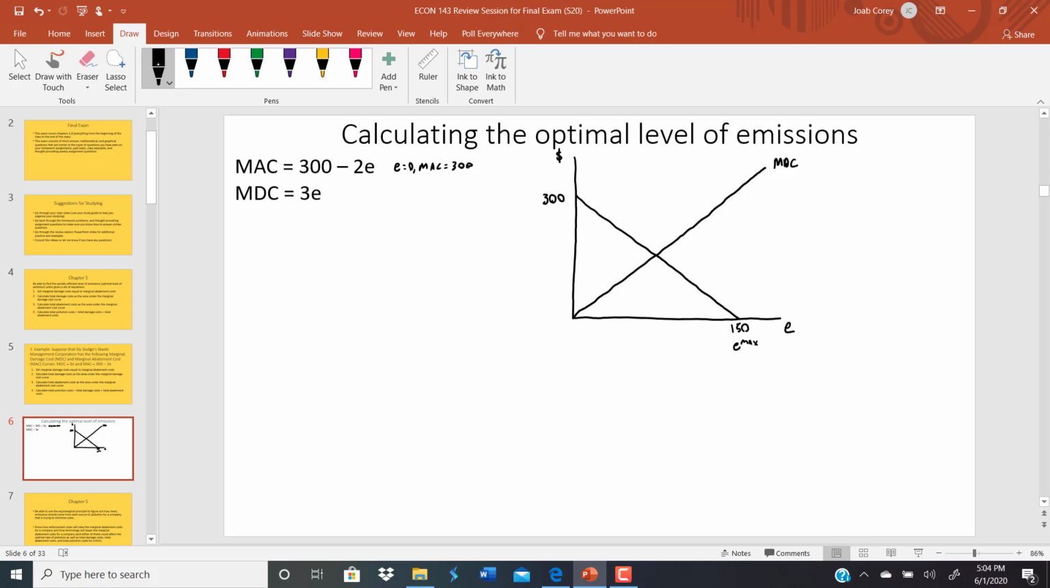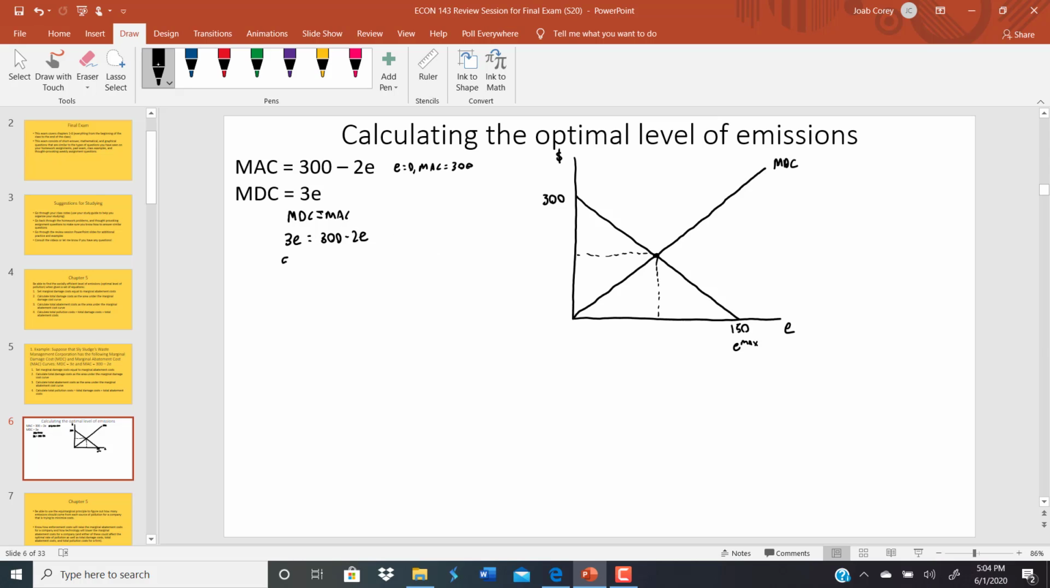And then we can, again, solve for this equilibrium here, the optimal amount of emissions, and figure out what the costs are at that optimal level of emissions simply by setting these two equations equal to one another. So let's go ahead and do that. Again, we're just setting our MDC curve equal to our MAC curve. So we've got 3E equal to 300 minus 2E, right?